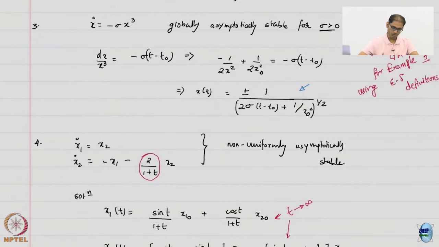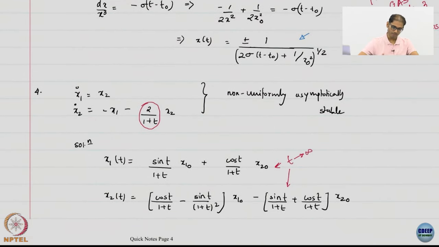So this is, of course, I sort of wanted to give an example of non-uniform asymptotic stability also. So, you can have such examples also. All I do is introduce a function of time here. If this was one, just think about it. This is just a linear damped oscillator, right? So, spring mass damper, if this was one.